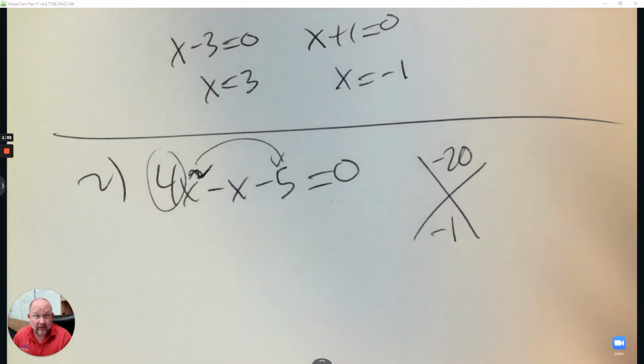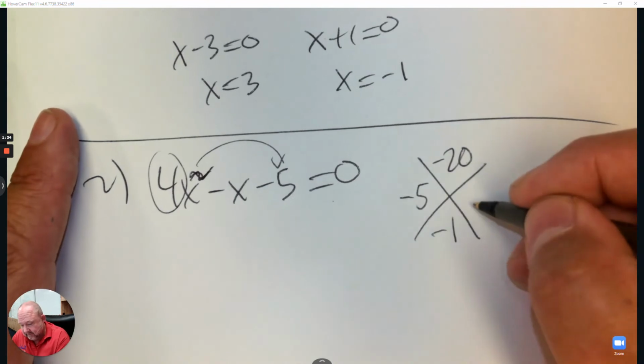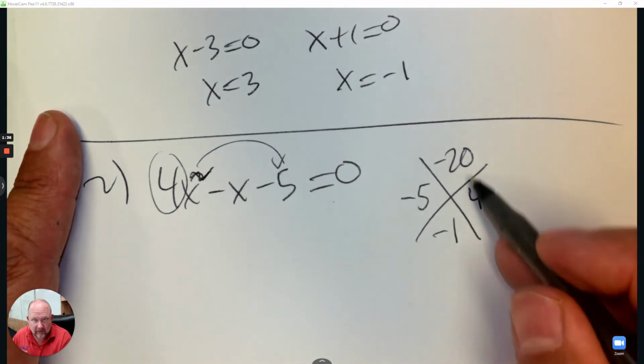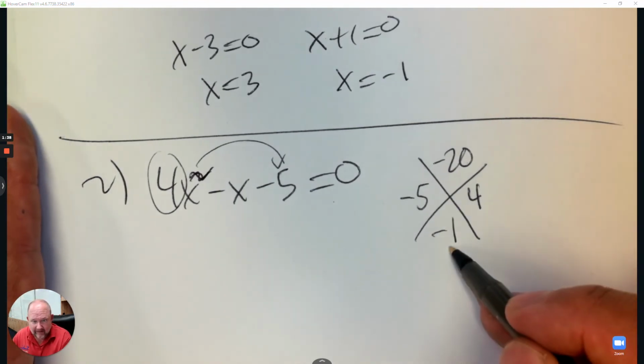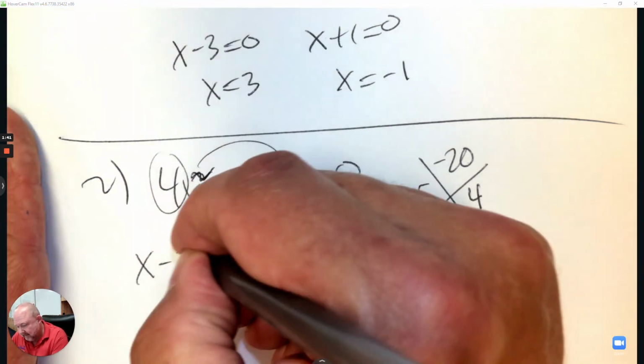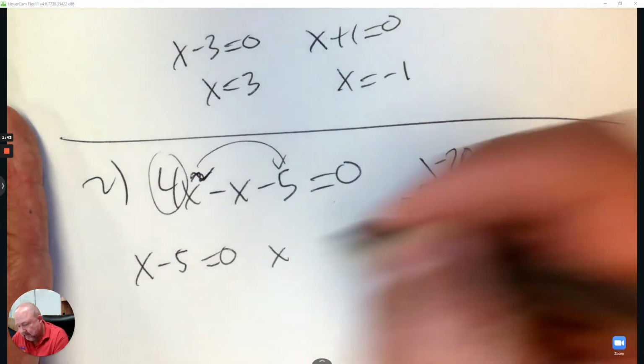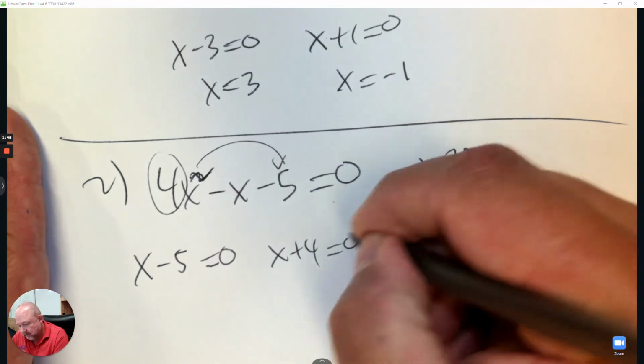Then we find the two numbers that fit. That's negative 5 and 4. They multiply to negative 20 and they add to negative 1. So I write down x minus 5 equal to 0, x plus 4 equal to 0.